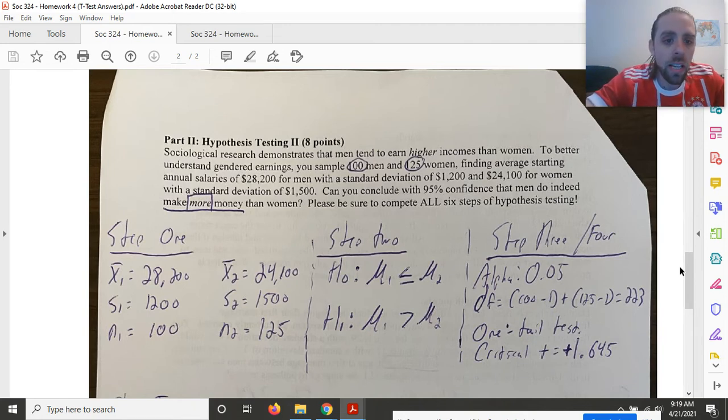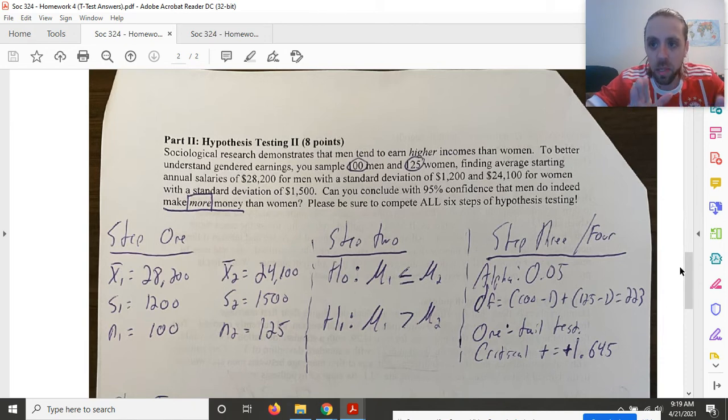We find average starting annual salaries of $28,200 for men with a standard deviation of 1,200 and $24,100 for women with a standard deviation of 1,500. Can you conclude with 95% confidence that men do indeed make more money than women?